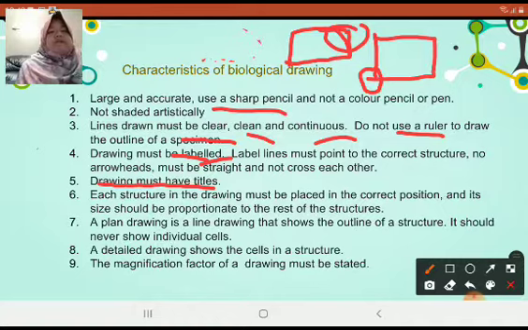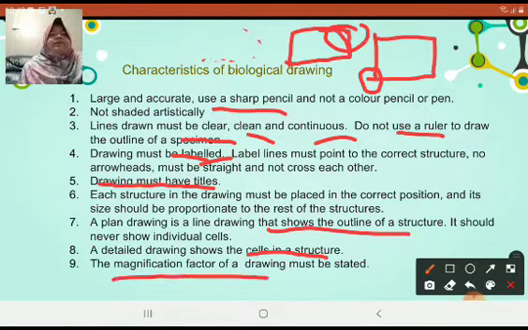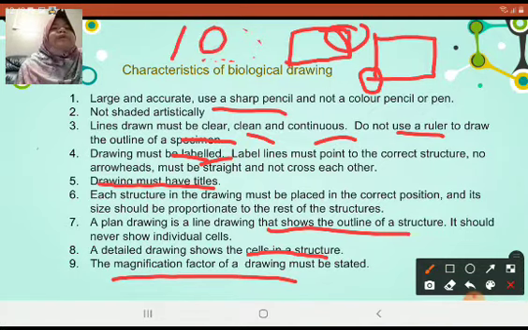Okay, it should never show individual cells. Okay, shows the outlines of a structure lah. Okay, a detailed drawing shows the cells in structure, and then the magnification factor. Okay, kalau kita tengok bawah mikroskop, kalau mikroskop tu tunjuk 10 magnification, tulis kat bawah tu ya.